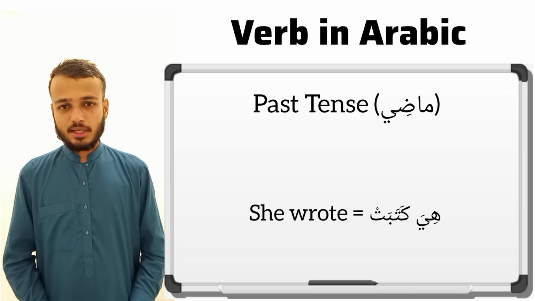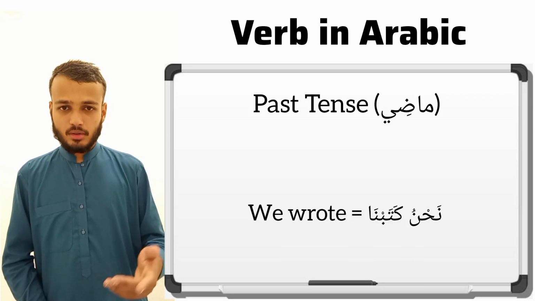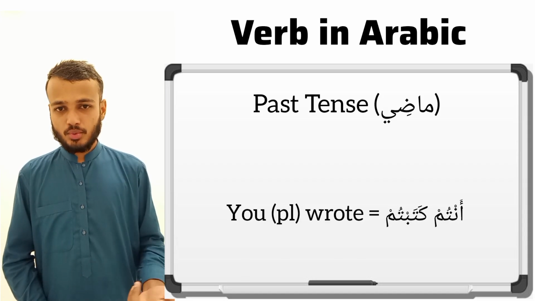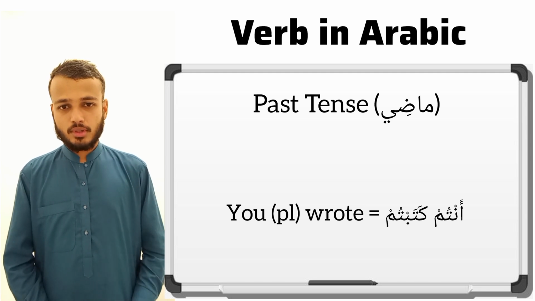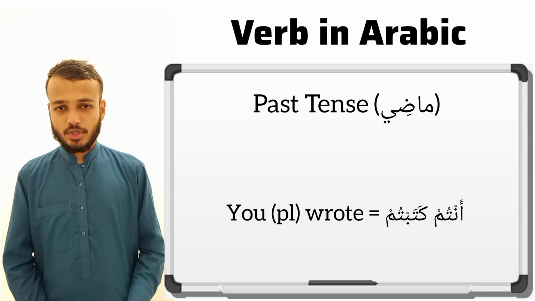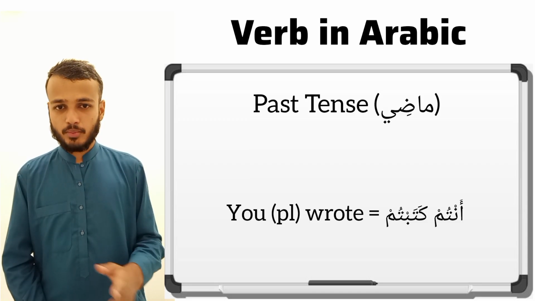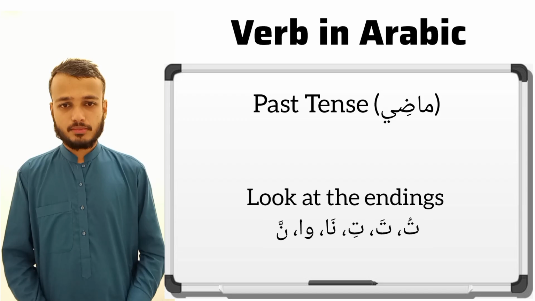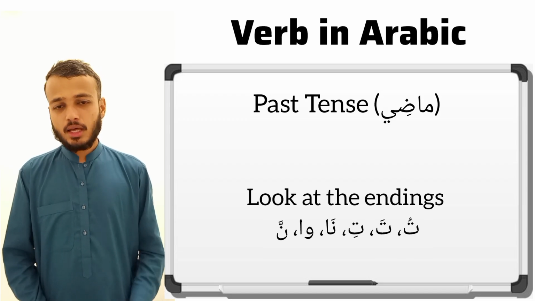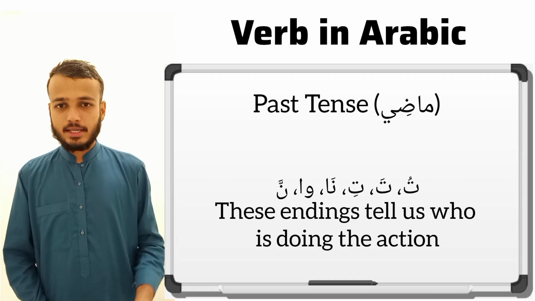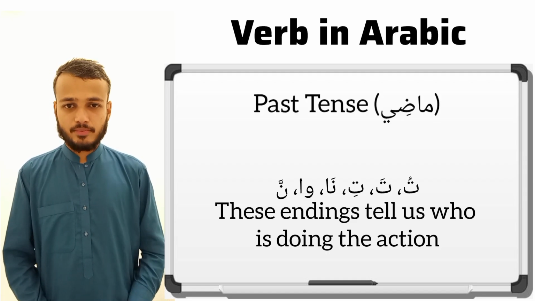She wrote, hiya katabat. We wrote, nahnu katabna. You wrote, antum katabtum. If you is used for plural, then you mean is antum. Antum katabtum. They wrote, hum katabu. Look at the endings. Ta, ti, tu, na, wa. These endings tell us who is doing the action.